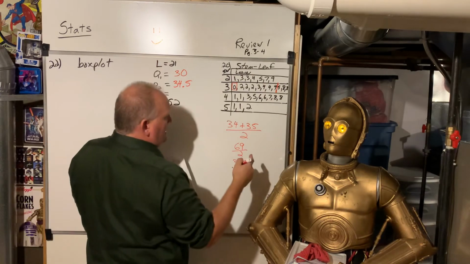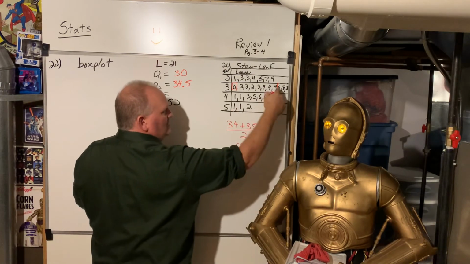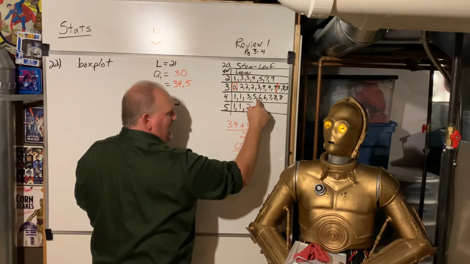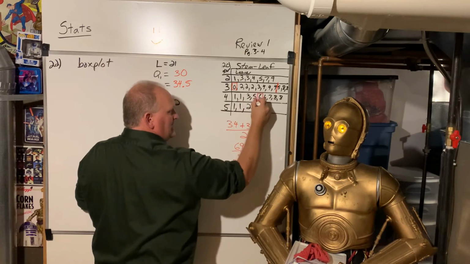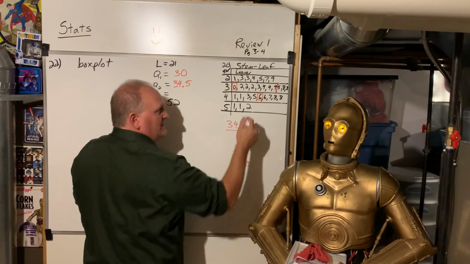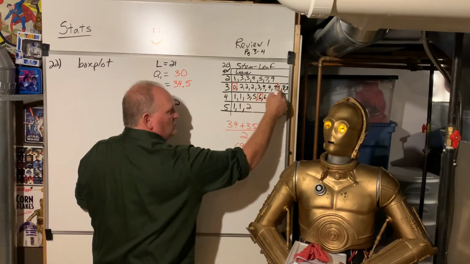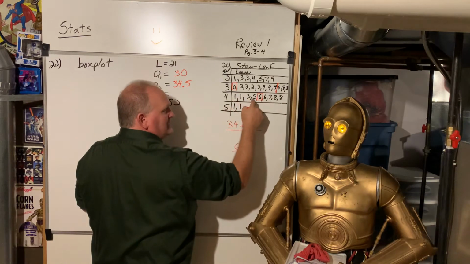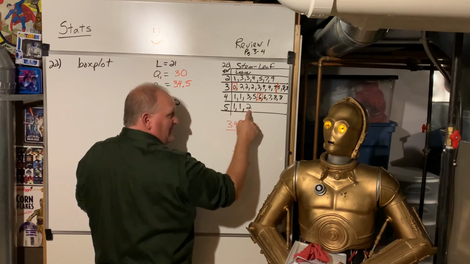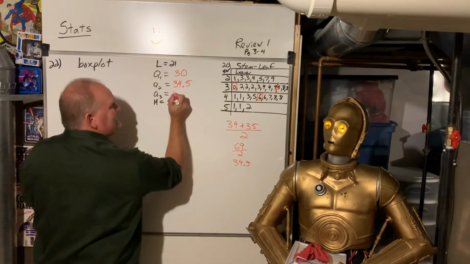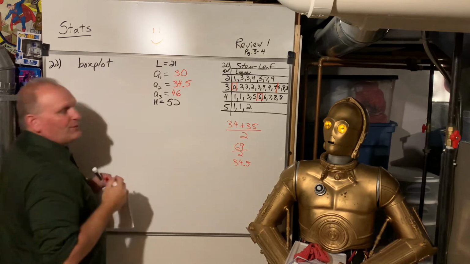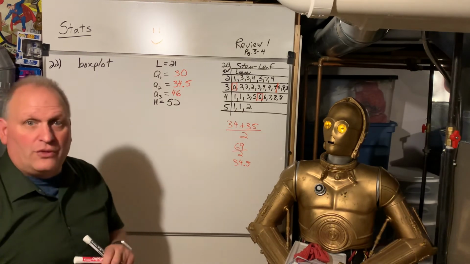To find Q3, that's going to be 8, 1, 2, 3, 4, 5, 6, 7, 8 pieces of data up, because there's 15 pieces of data, halfway between would be exactly 8. That leaves 1, 2, 3, 4, 5, 6, 7 below it, and 1, 2, 3, 4, 5, 6, 7 above it. So 46 is the upper quartile, also called Q3.